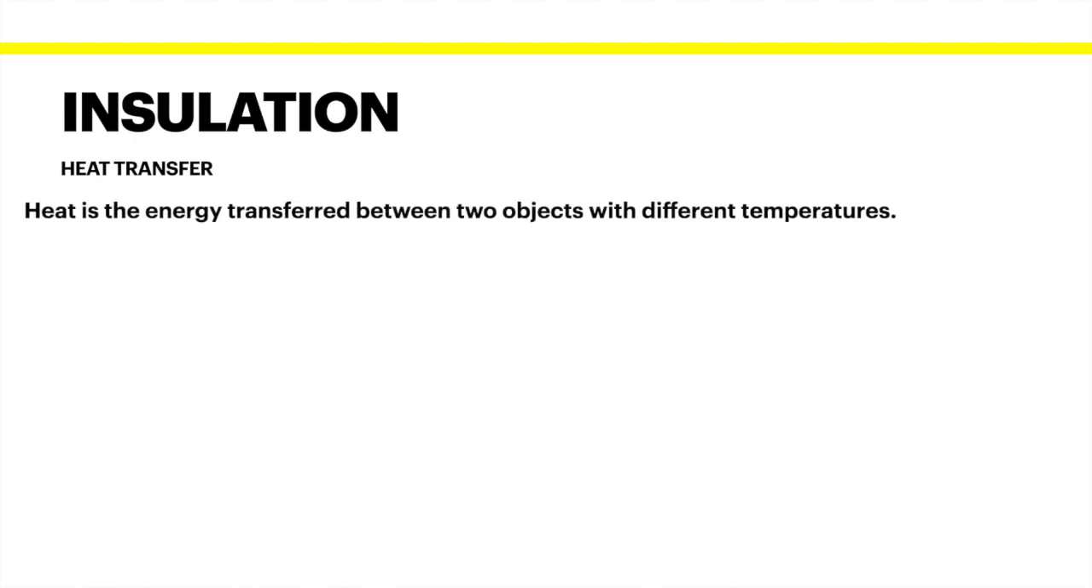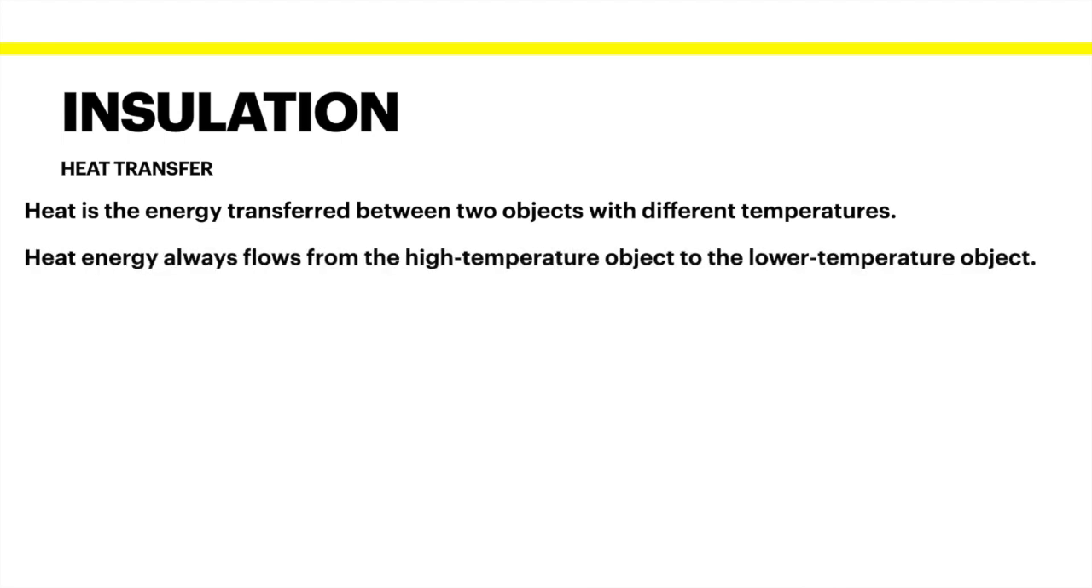So a little more information about insulation and heat transfer. Heat is the energy that's transferred between two objects when they have different temperatures. Heat energy always flows from the high temperature object to the low temperature object. So if I have a hot mug of coffee and I'm holding on to it, the heat is going to flow from that hot object, the hot water, into the mug, which is a lower temperature, and then it's going to spread from that coffee mug into my hands, right? So it's flowing from the high temperature object to the low temperature object.